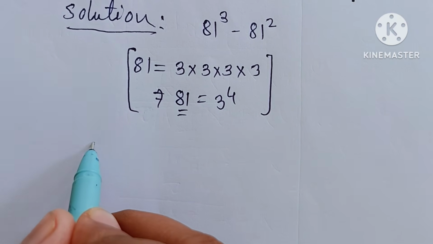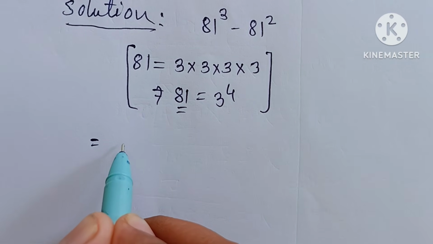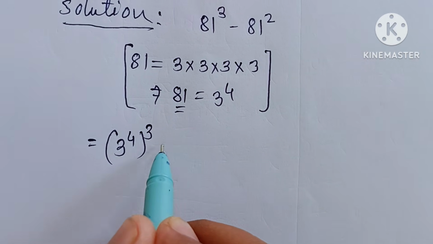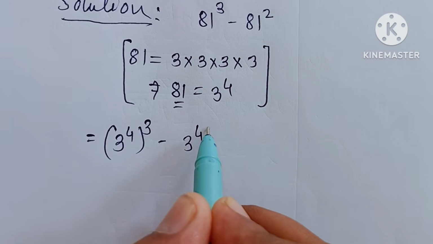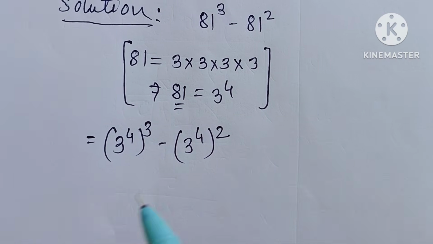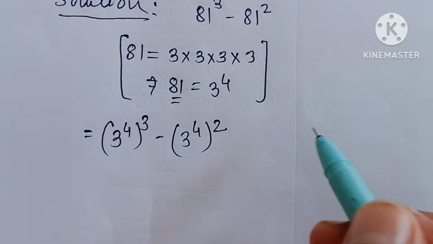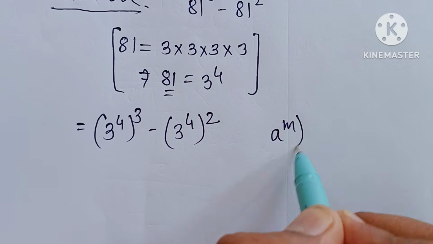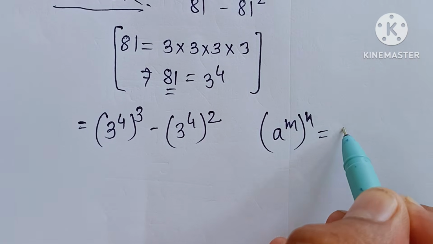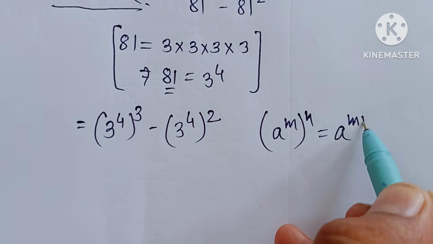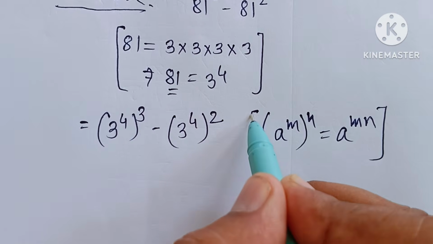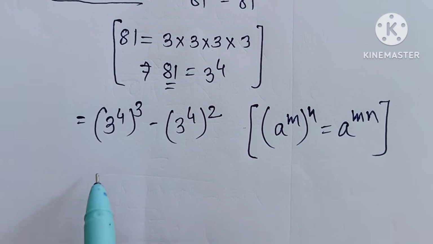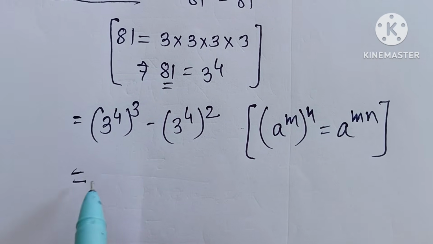How can we write 81? 3 raised to the power 4 raised to the power 3 minus 3 raised to the power 4 raised to the power 2. Now here we can use one of the formulas, that is a raised to the power m raised to the power n is equal to a raised to the power m into n. This is the algebraic identity which we have to apply while solving this one. Now how can we solve this one?